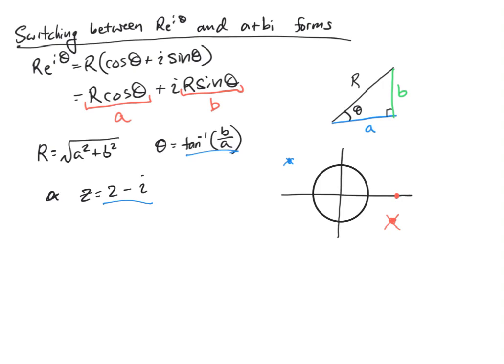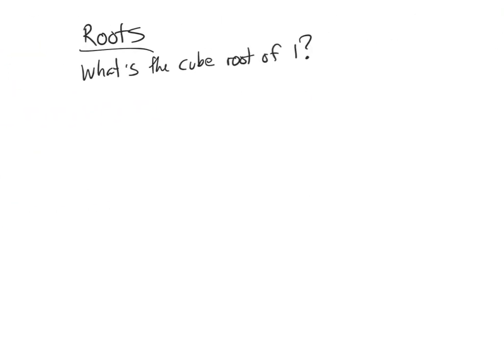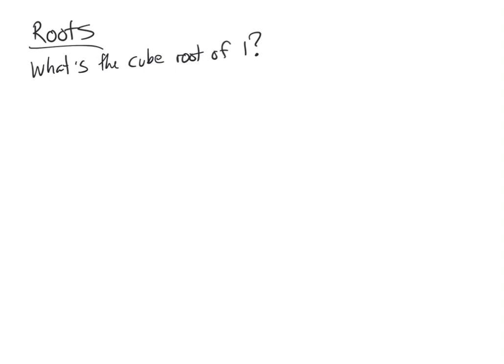So the very last thing we're going to do before I let you go is we're going to talk about how do I find the roots of complex numbers. For example, I know what the square root of 1 is. It's 1 and negative 1. I know what the square root of 4 is. It's 2 and negative 2. What is the square root of i? It's a good question. What's the square root of 2 minus 3i?